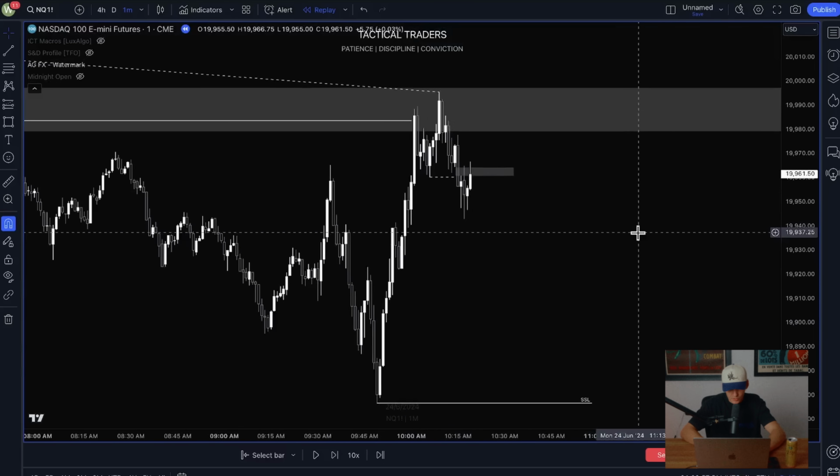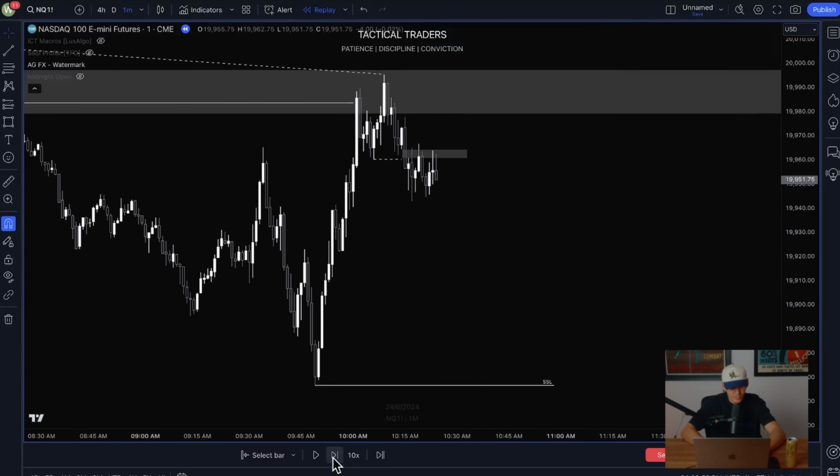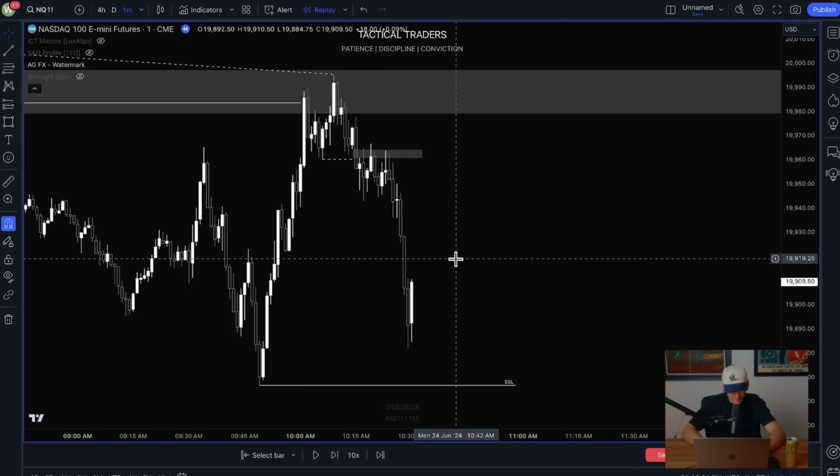So now I missed this original entry. So now I continue to wait, and I try to catch the second stage. So now, once we get a big move lower, I now have to see, again, a rebalance in price. So I zoom in.